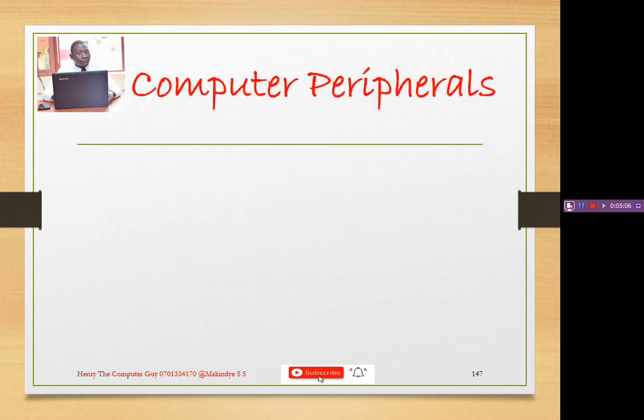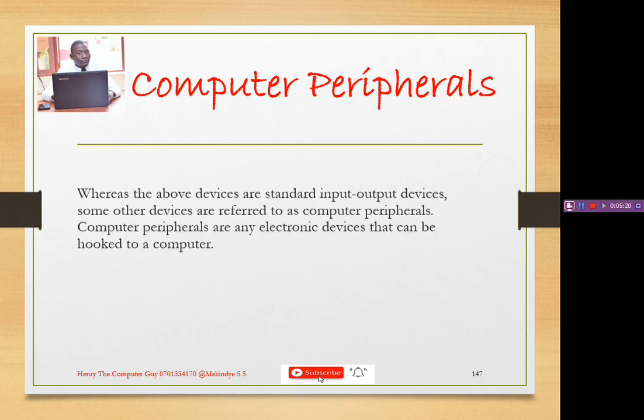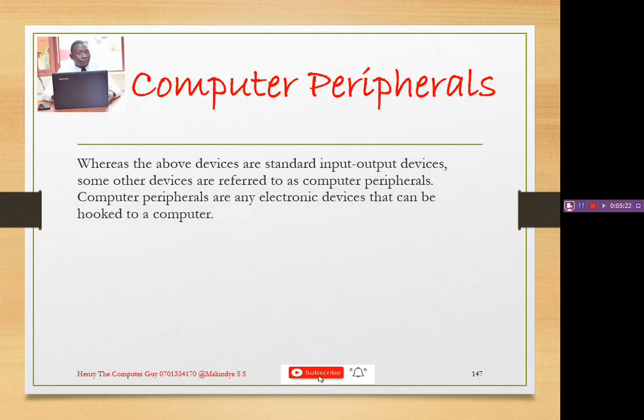And we are going to be talking about what we call computer peripherals. So when someone talks of a peripheral, what do they actually mean? The external components we can hook or attach onto our computers are the ones we call peripherals. Whereas the above devices are standard input-output devices, some other devices are referred to as computer peripherals. Computer peripherals are any electronic device that can be hooked to a computer.